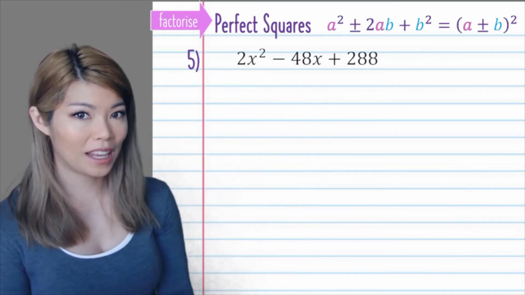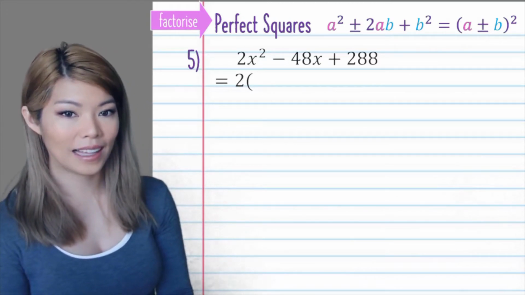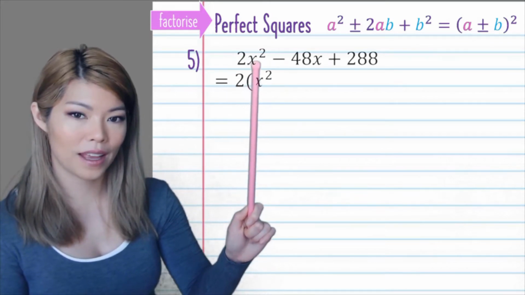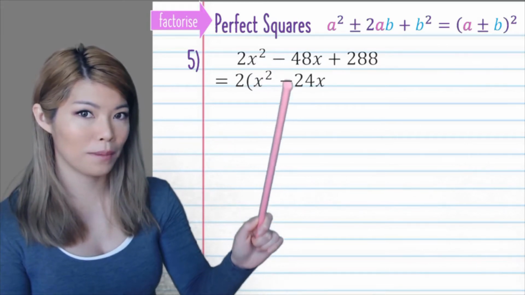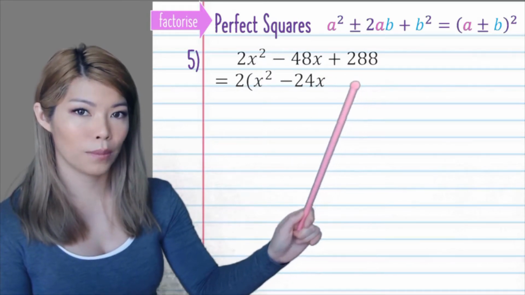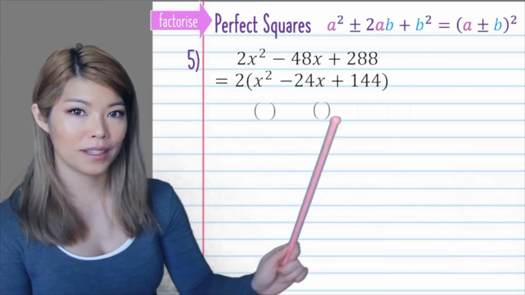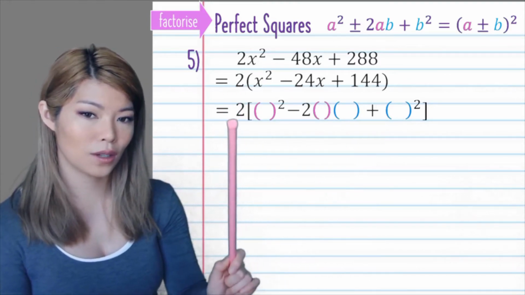They're all even, so we can take 2 out as the highest common factor. That's going to simplify our calculations a lot. So now we have x squared, then 48 divided by 2 is 24, don't forget the minus, and 288 divided by 2 is 144. We're going to use the same brackets as before, and this time we're going to use square brackets on the outside so we don't lose that 2.